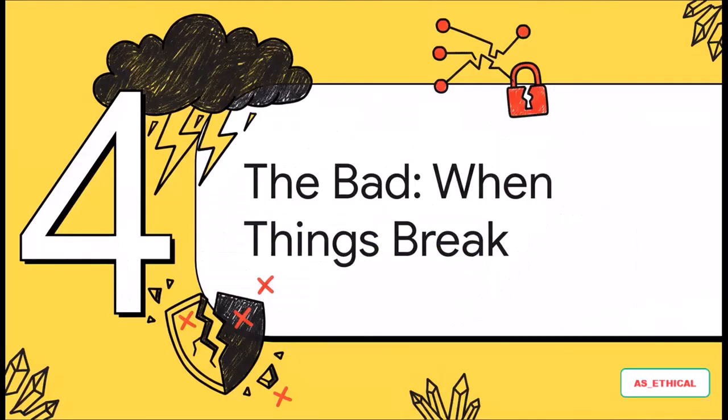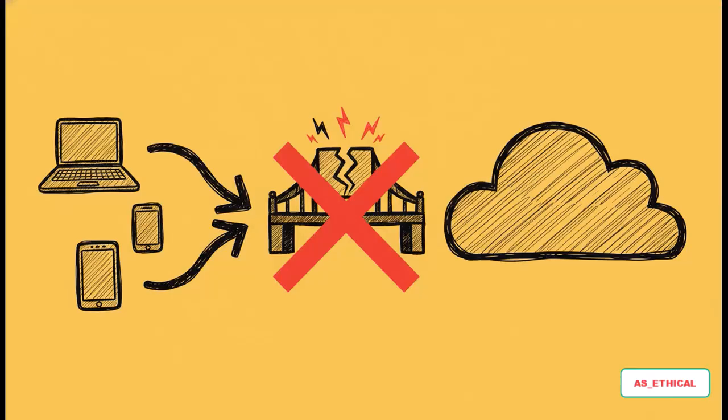Okay, but it's not all sunshine and rainbows. With this kind of power comes great responsibility, right? And yeah, sometimes things can break. All right, here's the number one biggest risk. Remember that phone book analogy? Well, your Pi-hole becomes the phone book for your entire network.